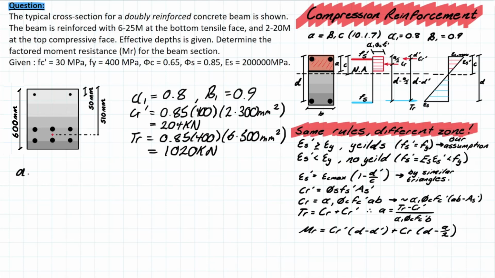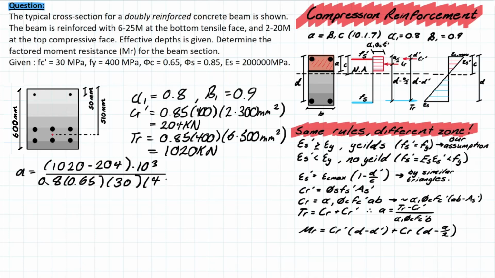So let's see what we get for that a value. We're going to have 1,020 minus 204, times 10 to the 3, all over these variables here, so 0.8, 0.65, 30 for the compressive strength, and 400, which I should have written in the problem. We have a width of the beam of 400 millimeters. Sorry about that. 400 on the bottom, and then that's going to equal 131 millimeters.